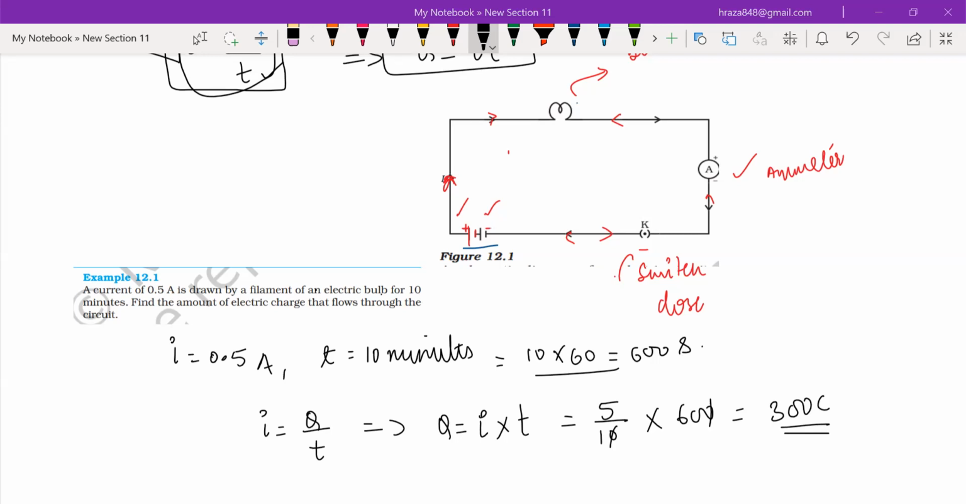Very good. Now I'm going to ask another question from you, and that question is very important and it is also from your NCERT. The question comes here.